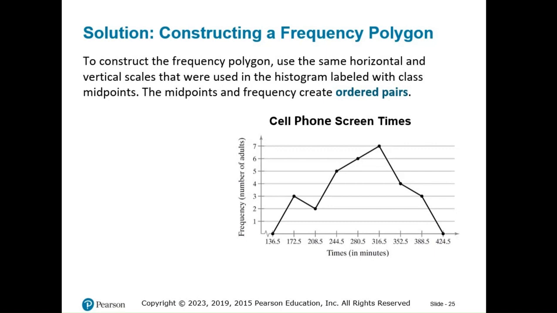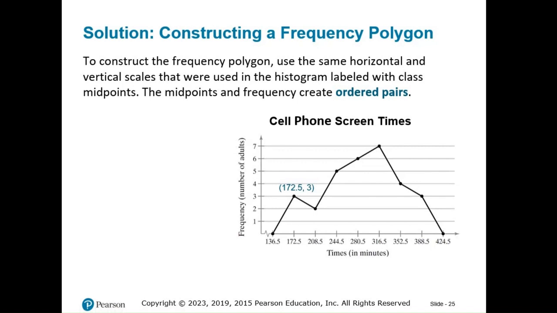To construct the frequency polygon, use the same horizontal and vertical scales that were used in the histogram, but labeled with class midpoints. The midpoints and frequency create ordered pairs. As you can see, the first data point has the midpoint 172.5 and the frequency of 3. So the ordered pair 172.5 and 3, with the midpoint as the x-coordinate as it is labeled across the x-axis, and the frequency 3 as the y-coordinate as it is labeled along the vertical y-axis, results in the point being placed where you see it on the graph.